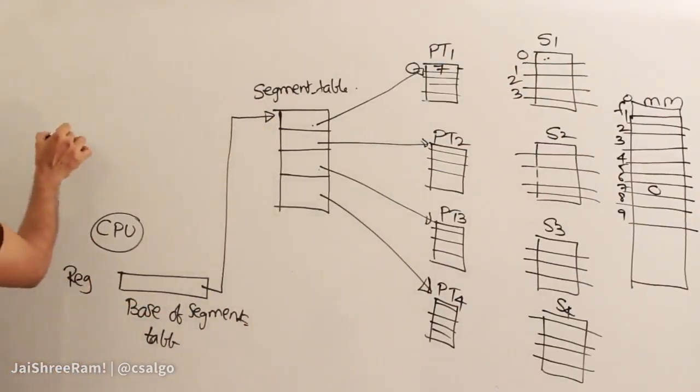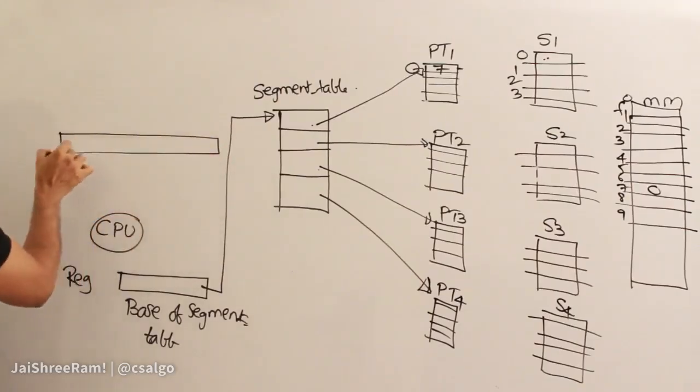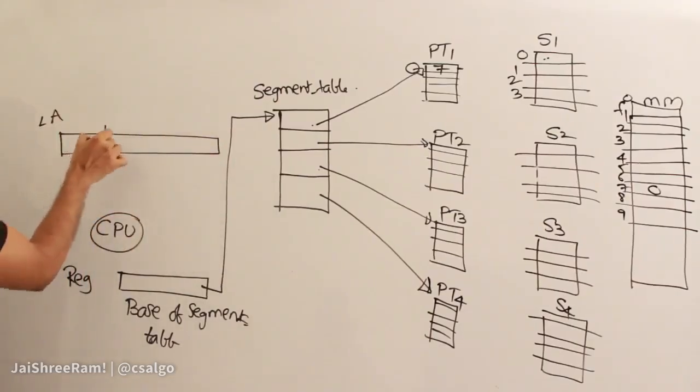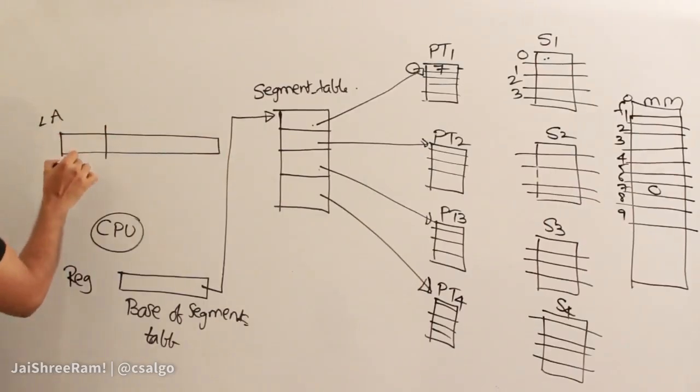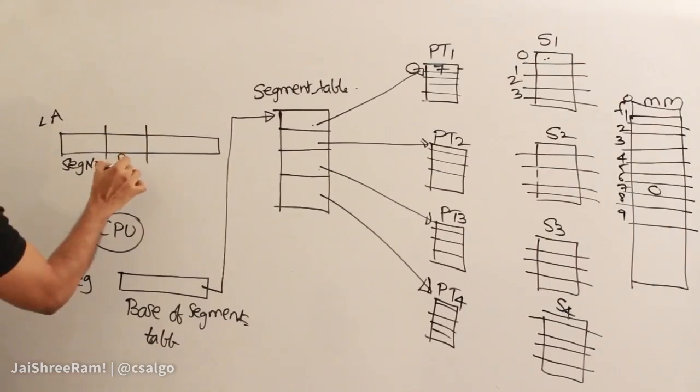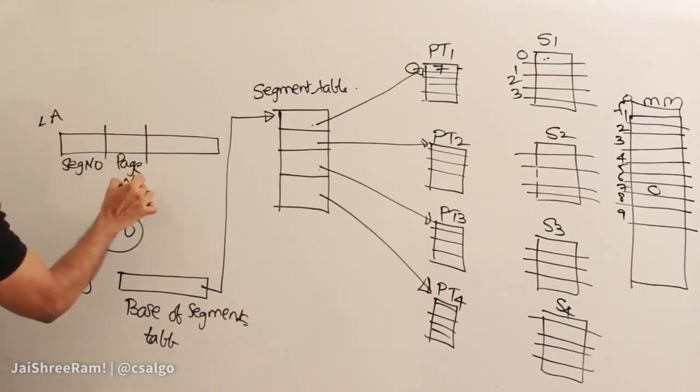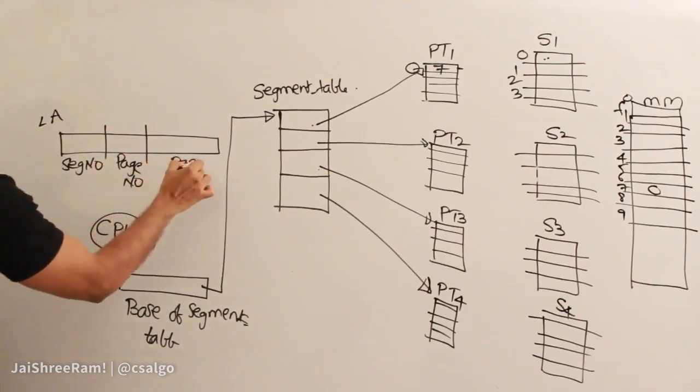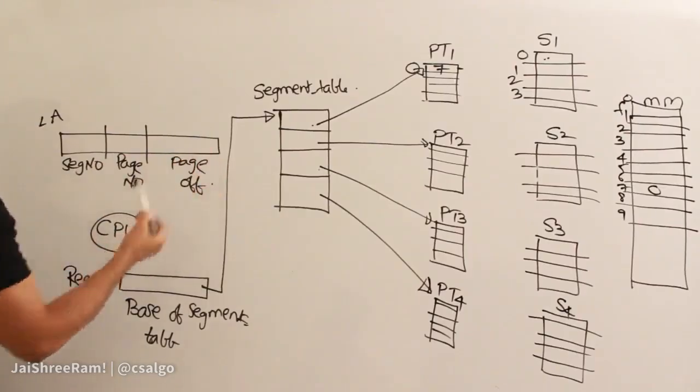So if you want to put together everything and see what is really happening, let's see this. Now the CPU will generate something called a logical address. A logical address can be viewed like this. One is the segment number, and then the page number, and then finally the page offset. This is what a logical address will contain.